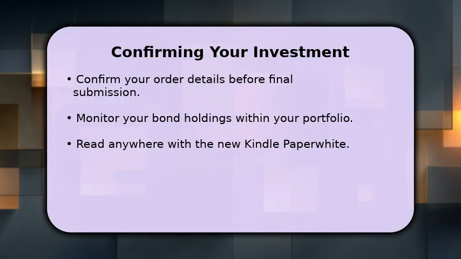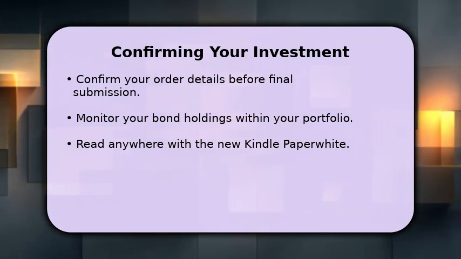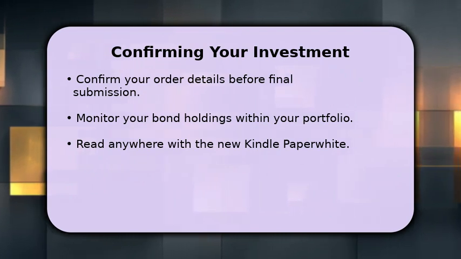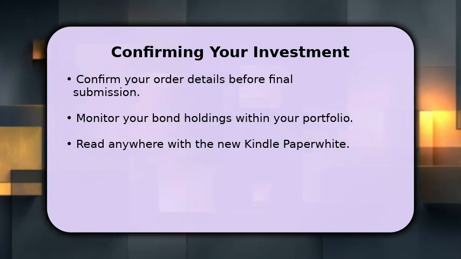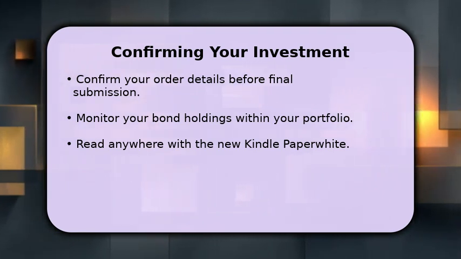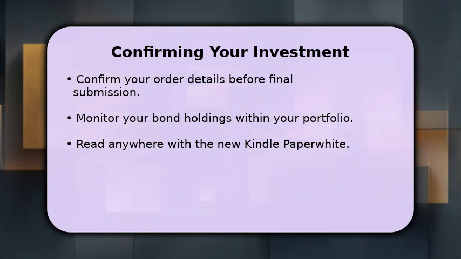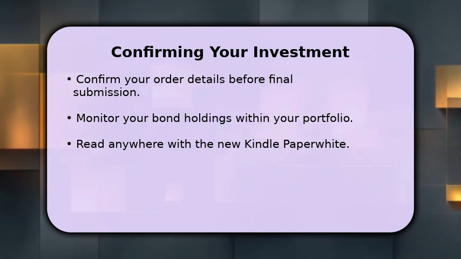Before finalizing, a confirmation screen will display all your order details. Double-check the security, quantity, price, and total cost. Once confirmed, submit your order. You can then monitor the status of your trade and view your new Treasury bond holdings in your Interactive Brokers portfolio. Regularly review your investments to ensure they align with your financial objectives.